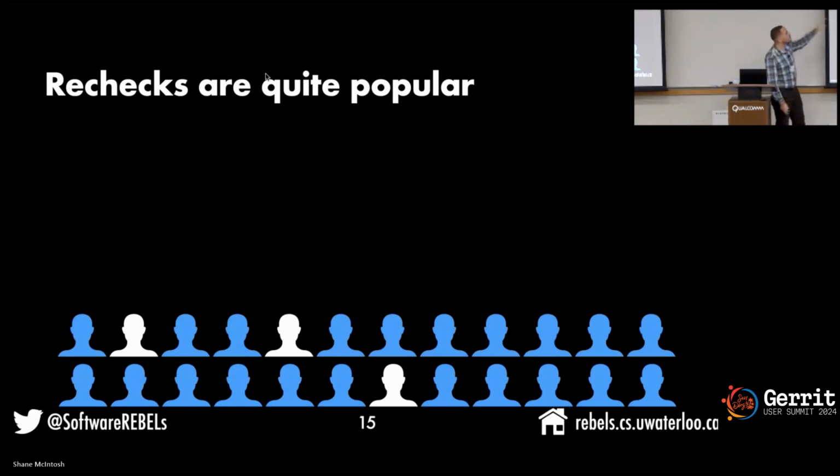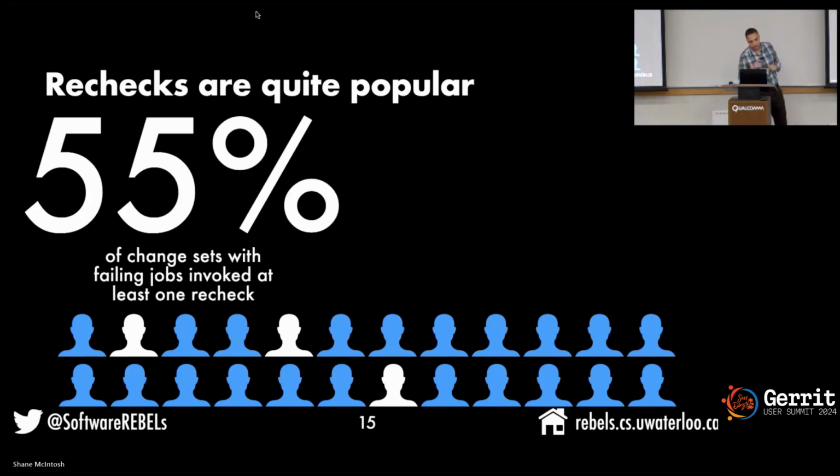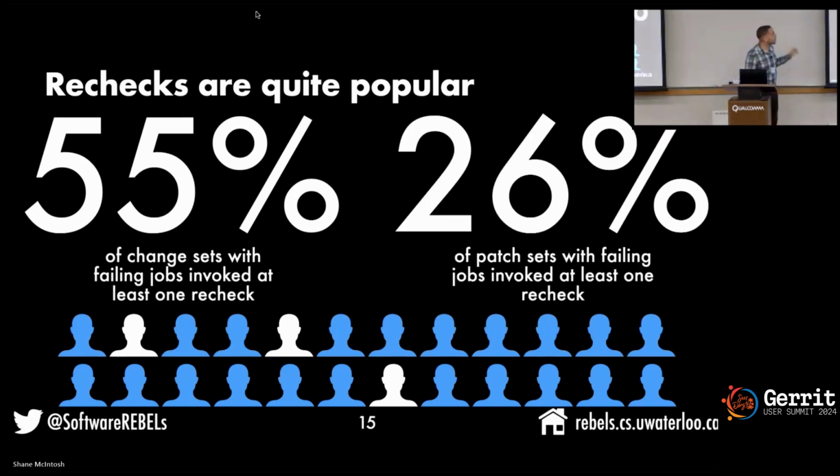So the first thing we found is that, I'm phrasing this as kindly as possible, rechecks are quite popular. They're a very popular feature. 55% of change sets with a failing job invoke at least one recheck. So this means more than half of the time when the build fails, developers are not thinking, it must be my code. They're thinking, no, it's your freaking test, run it again. And we'll see how effective that is later.